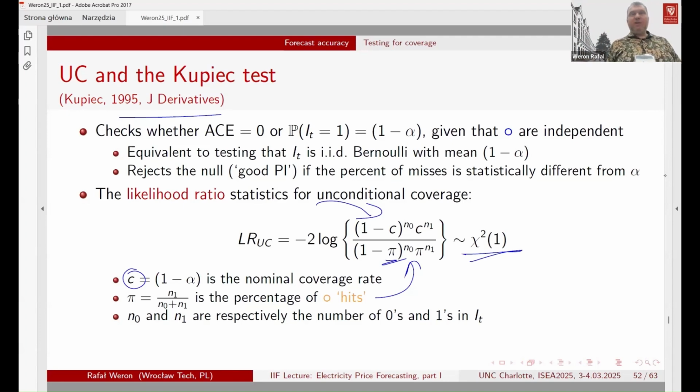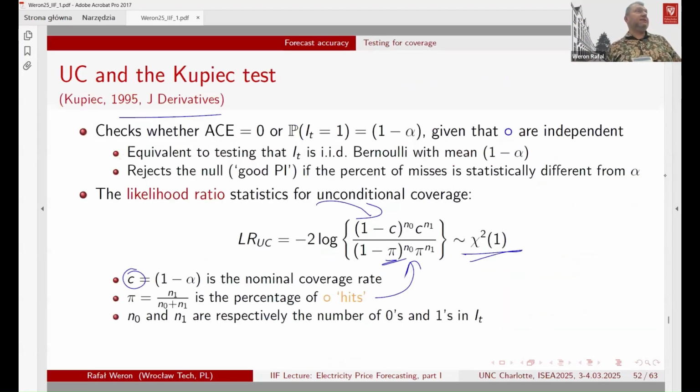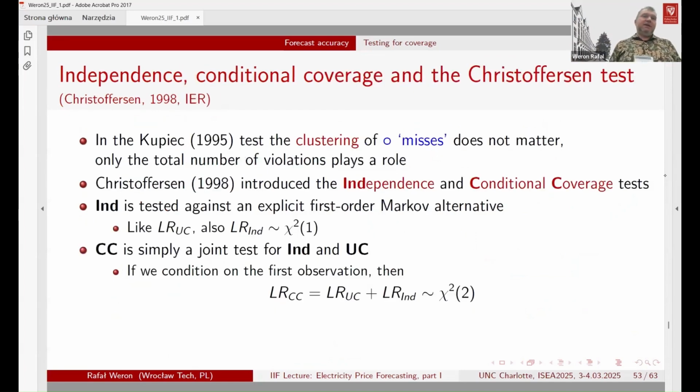Like we had before, in this plot we have an empirical coverage of 92%. So the question is, is it okay, or is it already deviating too much? This is what the Kupiec test is testing. It is testing whether this 92 is still okay, depending on the sample size. So this is a very simple test.